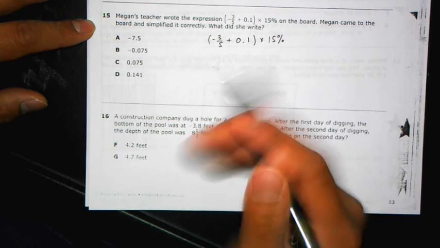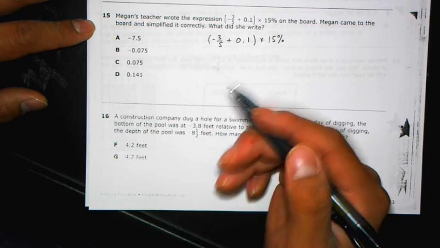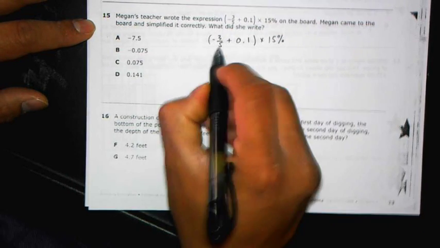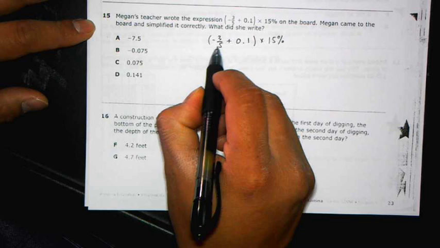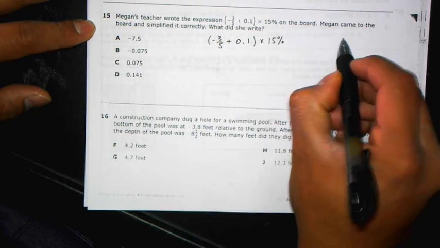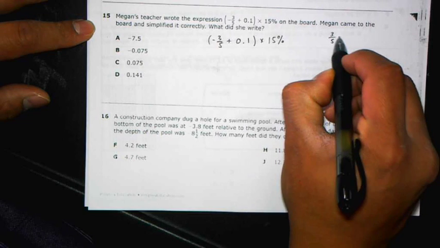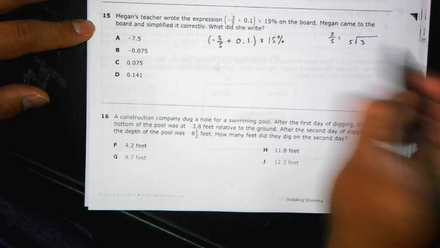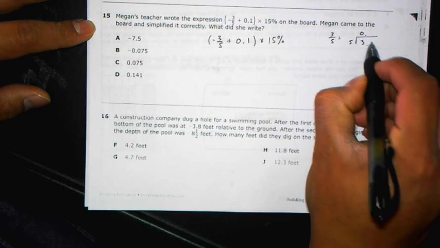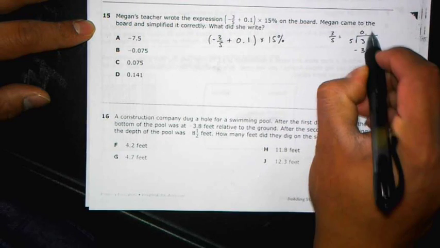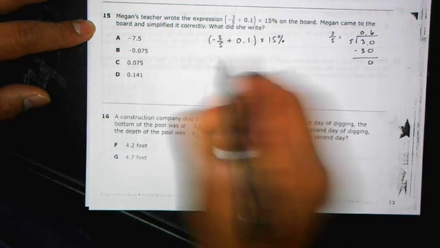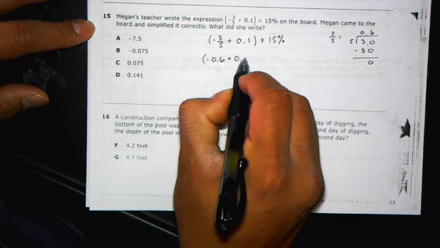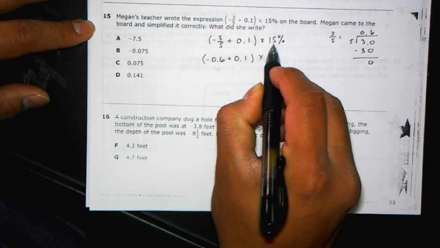Now, to me personally, the easiest way to do this is to take all of this and turn it into a decimal, then go through my order of operations. So the first one I want to convert is the 3/5 into a decimal. So I have 3/5. How do I convert that into a decimal? In over out. Then you just go through your division. It goes in 6 times. So my answer here is negative 0.6 plus 0.1 times the 15%.